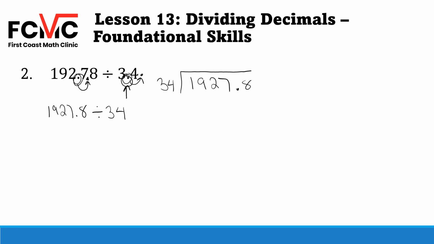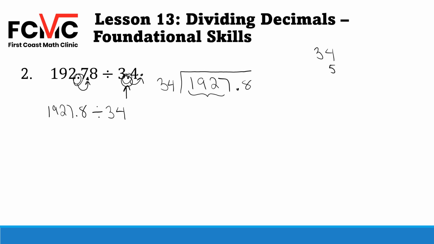So we've got 34 into, well, we know 34 doesn't go into 19, so let's start with the 192. So 3 goes into 19 probably about 5 times. So let's start with 34 times 5.